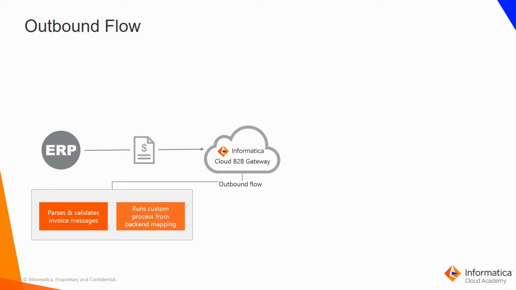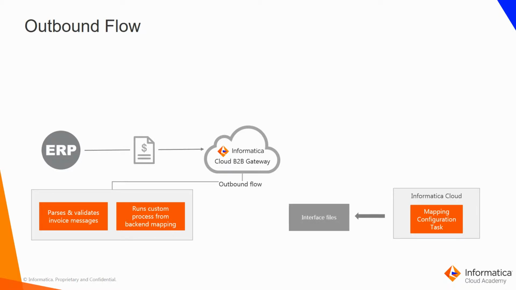It then runs the custom process from the backend mapping that you define in the partner definition. Informatica Cloud B2B Gateway creates a temporary mapping configuration task in Informatica Cloud based on the custom mapping and runs the task. The output of the task should be interface files that include the messages to send to your partners. The task places the files on Informatica Cloud B2B Gateway.